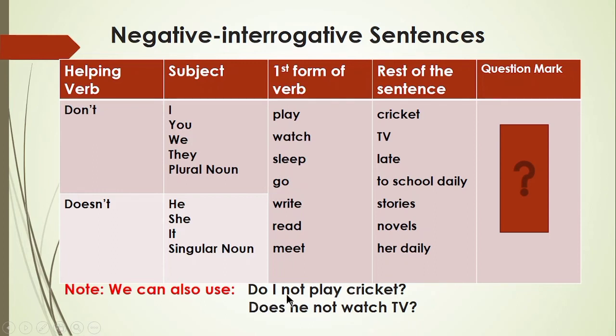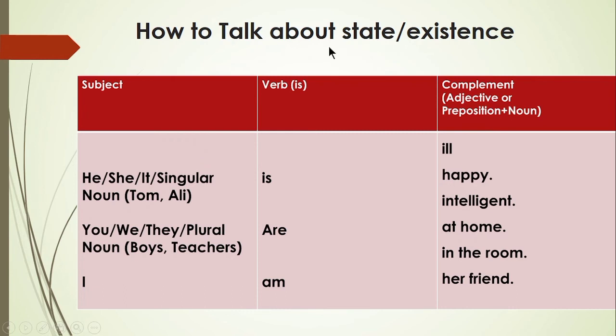So in full form, not comes after the subject, while in short form or rapid speech, we make a contraction of the helping verb and not. That's the only difference. Now, how to talk about state or existence?